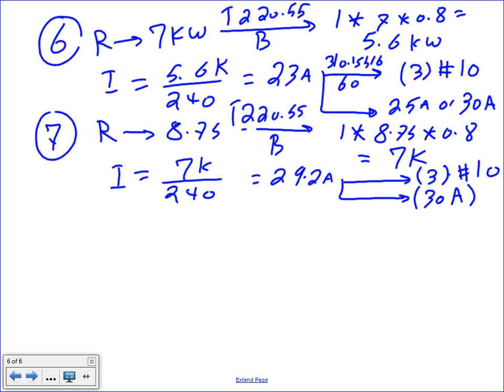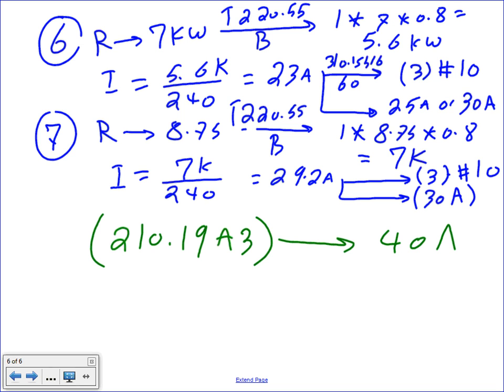I'm going to write it in green here. So if you go to 210.19(A)(3), it will tell you for this size of range, you cannot use less than 40 amp no matter what, even if your grandma wants you to use it. Based on this, my overcurrent protection device has to be 40 amps, right? Based on that particular rule.